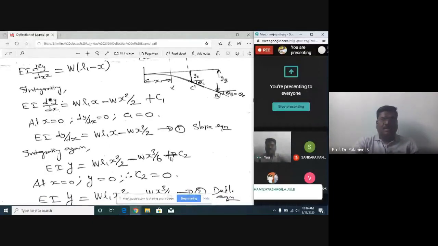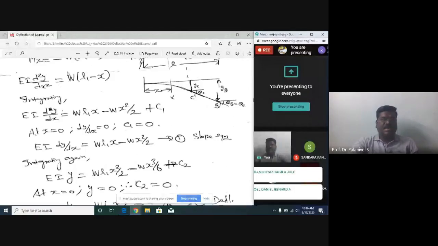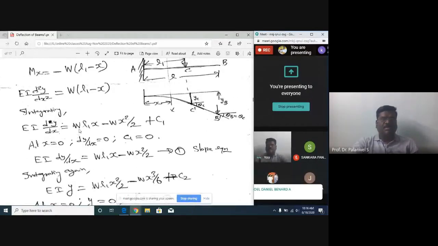What did I say? Yeah, here. We are integrating this. EI dy by dx is equal to W into L1 minus x. Just expand: W into L1, so WL1x, minus W into x, so Wx square by 2, plus the integral constant C1. So we have to integrate as usual. At x equal to 0, dy by dx is equal to 0, the slope is 0 at the fixed end. Therefore, the integral constant C1 equals 0. Therefore, the slope equation is EI dy by dx equal to WL1x minus Wx square by 2, same thing.